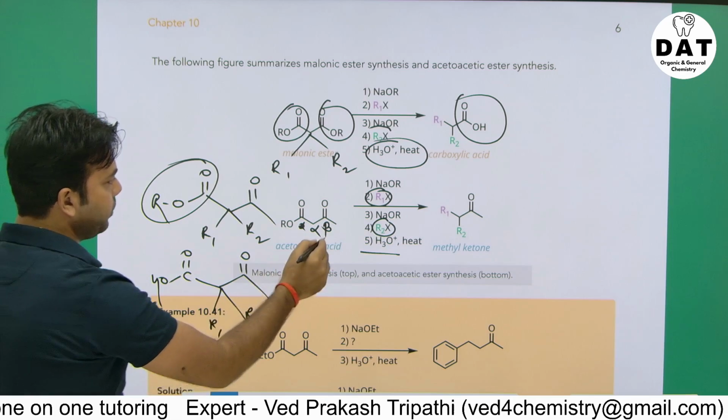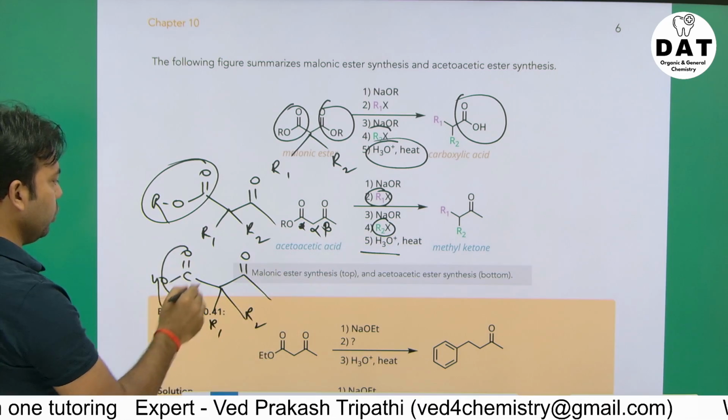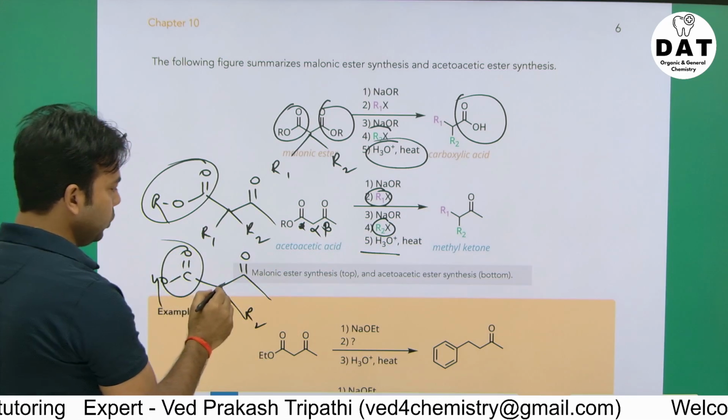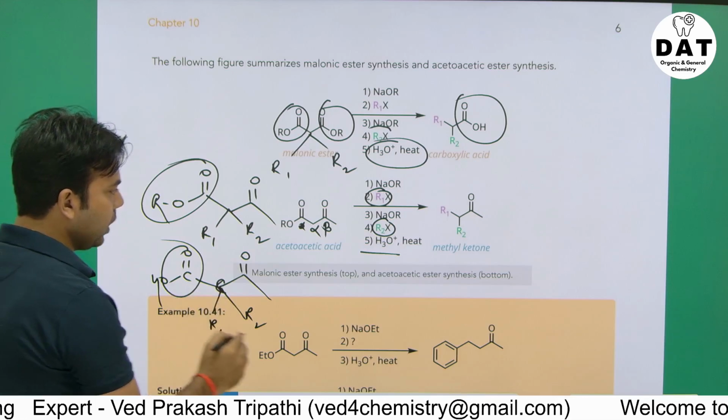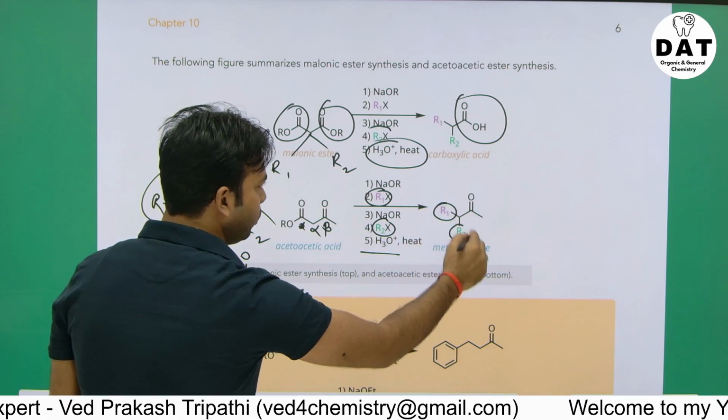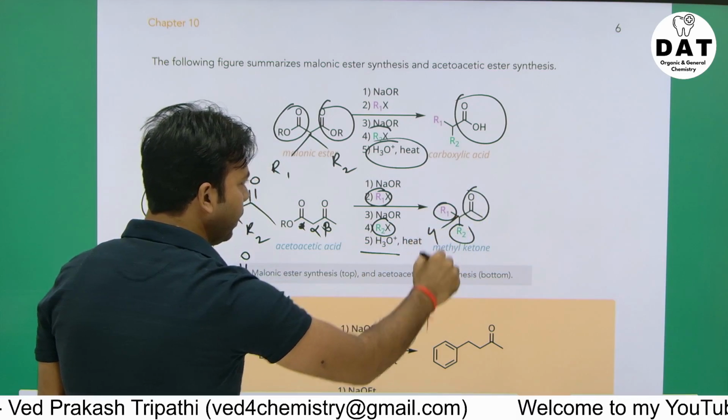And the last step is heating. Heating means removal of COOH, as CO2. So you have this carbon with R1, R2 and a hydrogen. You can see R1, R2, carbonyl, and here we have hydrogen.